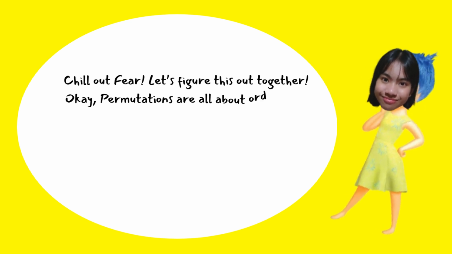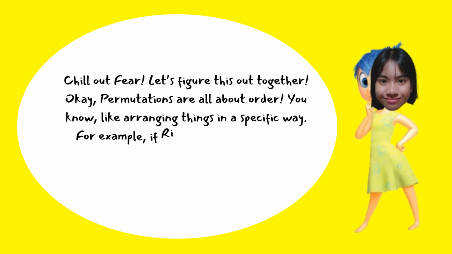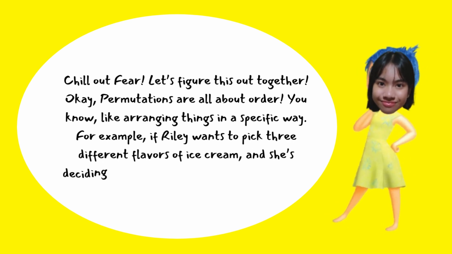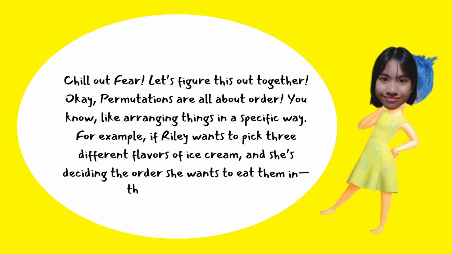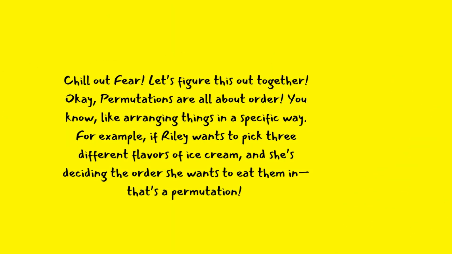So, permutations are all about order. Like arranging things in a specific way. For example, if Riley wants to pick 3 different flavors of ice cream and she's deciding the order she wants to eat them, then that's a permutation.